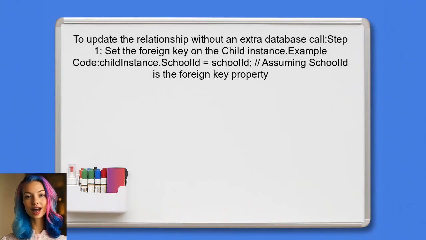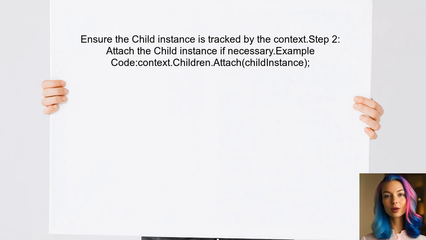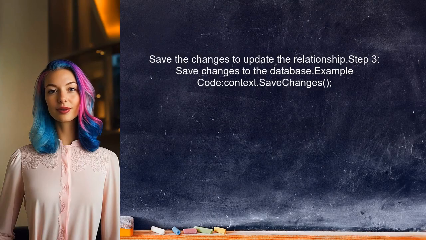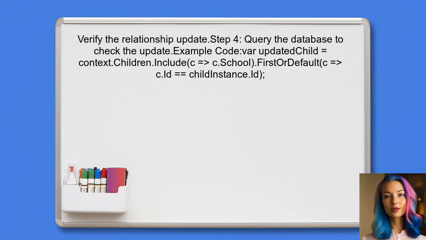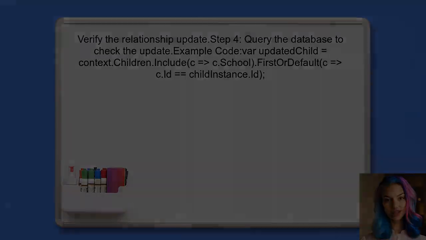To update the relationship between the child and school models without making an extra call to the database, the user can directly set the foreign key property on the child instance. Next, the user should ensure that the child instance is being tracked by the context. If it is not, they can attach it to the context. Now the user can save the changes to the database. This will update the relationship without needing to retrieve the school instance. Finally, the user should verify that the relationship has been updated correctly. They can do this by querying the database for the child instance.